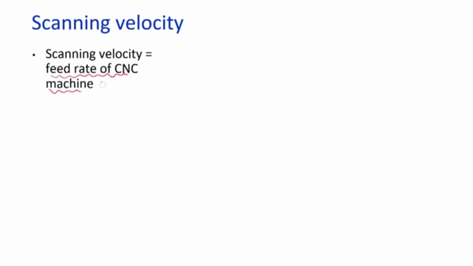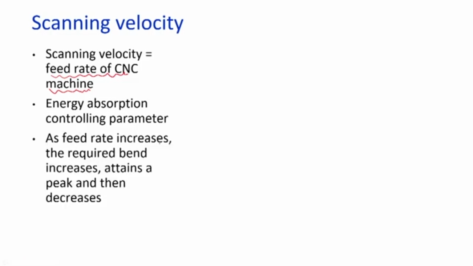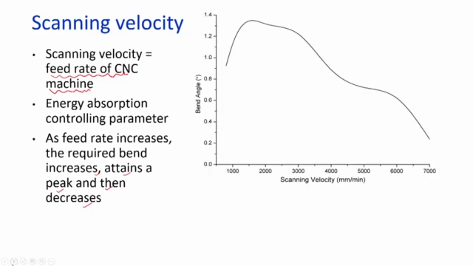So, in technical terms we are calling it the scan velocity or scanning velocity. However, in CNC technology terms we are setting the feed rate during the operation. It is the energy absorption controlling parameter, so it is controlling the absorption of energy. As the feed rate increases, the required bend angle increases, attains a peak, and then it decreases. We also got a similar observation here as well.